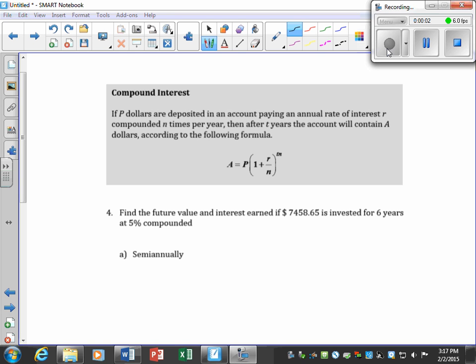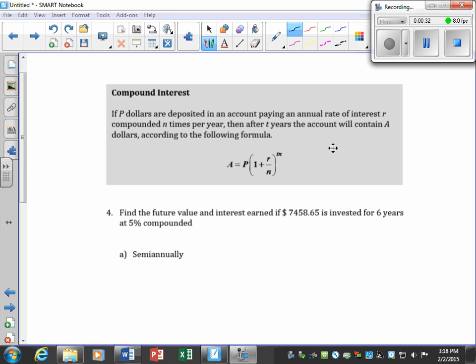So let's see how some exponential functions can relate to the real world and in specific compound interest. If P dollars are deposited into an account paying an annual rate of interest R, compounded N times per year, after T years, the account will contain A dollars. So here is our formula for compound interest.